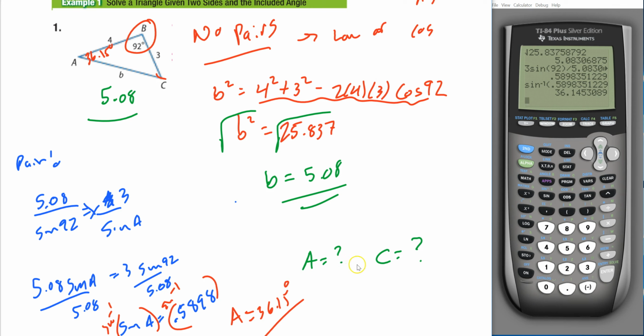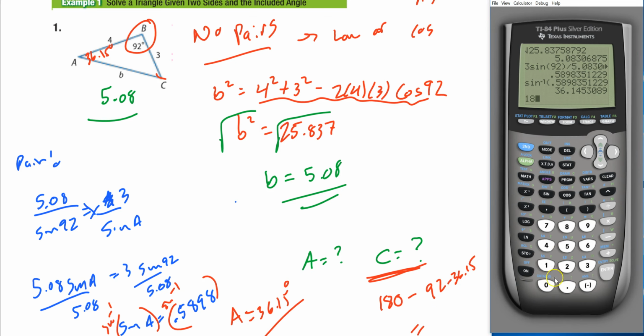Now, lucky for us, C is easy, right? We have two angles, some missing angle. So you just do 180 minus those two. No need to do law of sines or law of cosines again. Just do 180 minus 92 minus 36.15. And you're going to get 51.85. And there you go, that triangle solved.